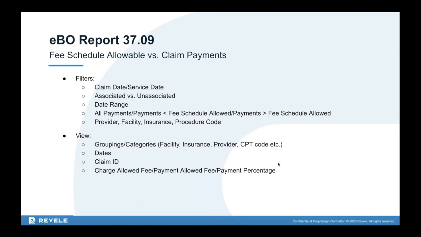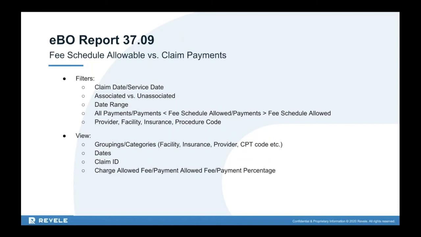Then you can say if you want to see all payments, if you just want to see payments that are less than the fee schedule allowable, and then you can look at payments that are greater than the fee schedule allowable. And then, again, you can see everything, or you can filter that by certain providers, facilities, insurances, or CPT codes. And you can group that as well. But essentially on that report, besides just seeing the dates and the claim ID that's for, it's going to show you what pulls in from that fee schedule attached to that claim in CPT. It's going to say the charge allowed fee, the payment allowed fee, and the payment percentage.